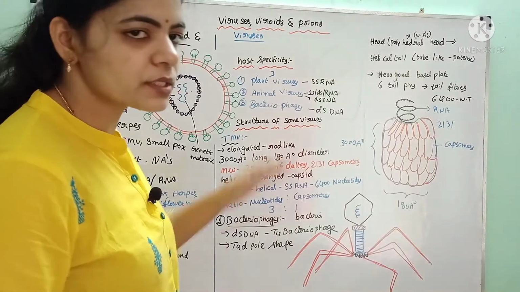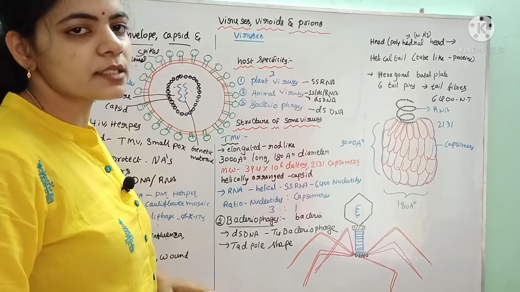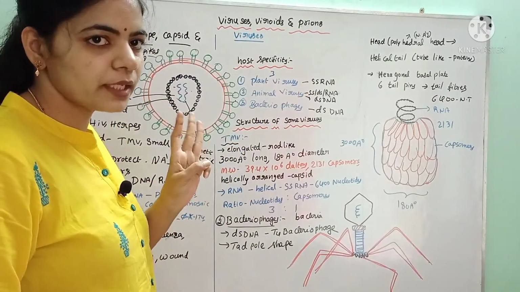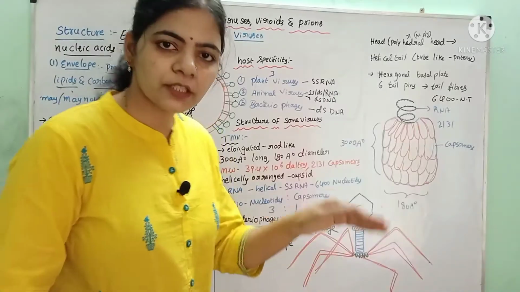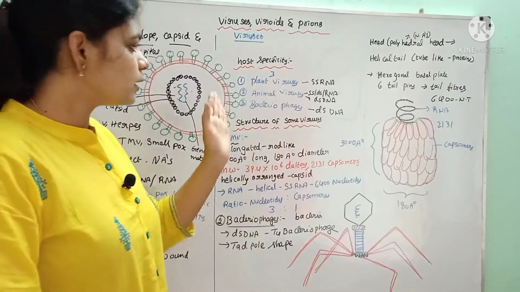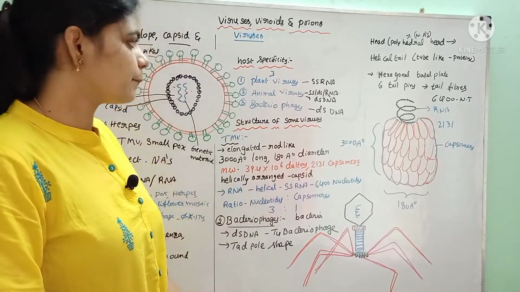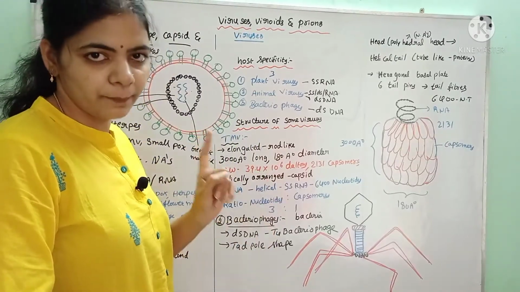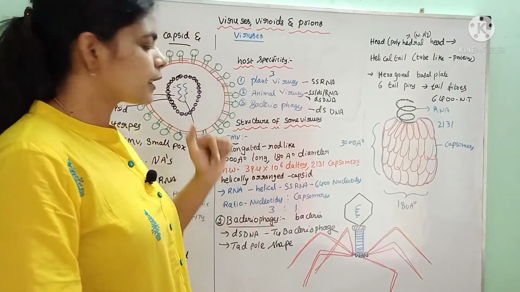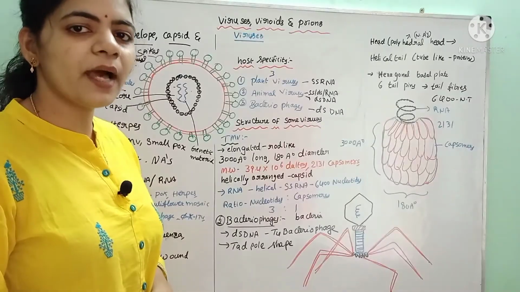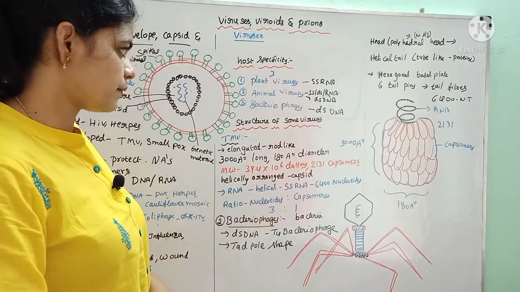Depending upon the host specificity, the viruses are again classified into three types. Here the host specificity means not all the viruses infect all the hosts. They exhibit specificity. The plant viruses infect only plants, animal viruses infect only animals, and bacteriophages infect only bacteria. That is called host specificity.